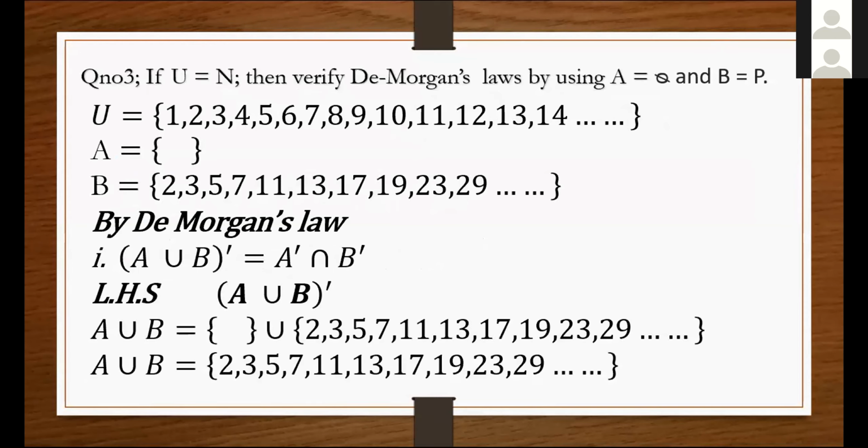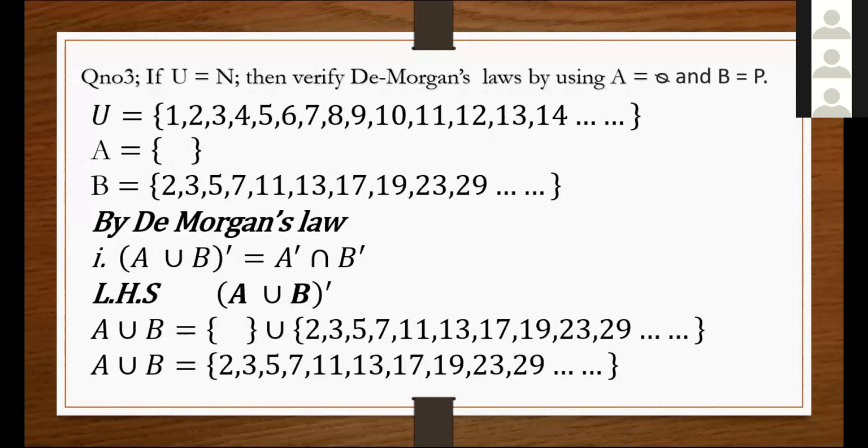So in question number 3, we are given the universal set U equals N. N is the natural numbers, displayed there as 1, 2, 3 and so on to infinity. Then set A is equal to the empty set, and set B is equal to P, which is the prime numbers. Now, first we will apply the first statement of De Morgan's law. The first statement states that (A union B) complement is equal to A complement intersection B complement. First of all, we will solve the left hand side.